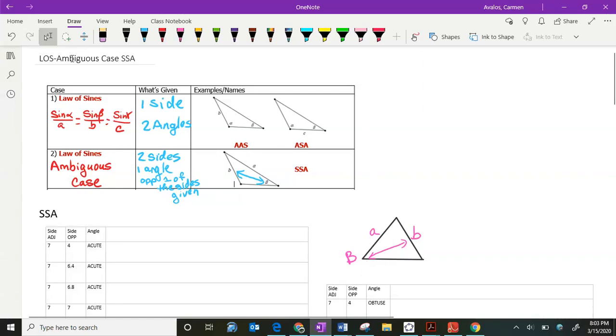So we're going to continue with the ambiguous case. This is also part of the law of sines. So if you notice, LOS stands for law of sines. In this case, you're given two sides and an angle.